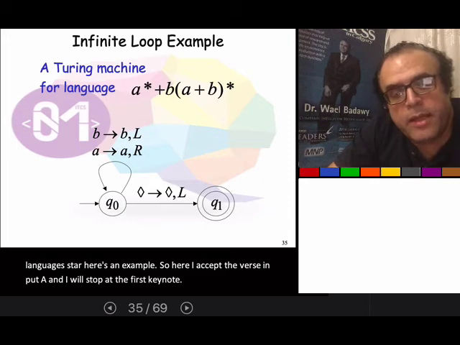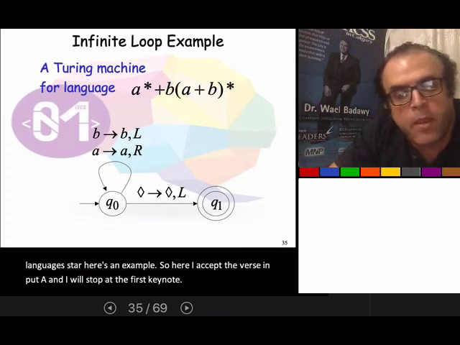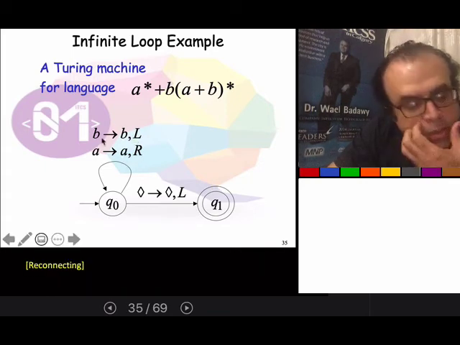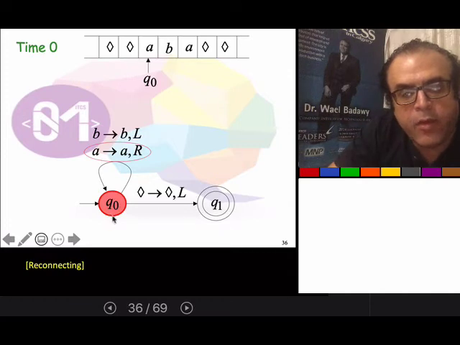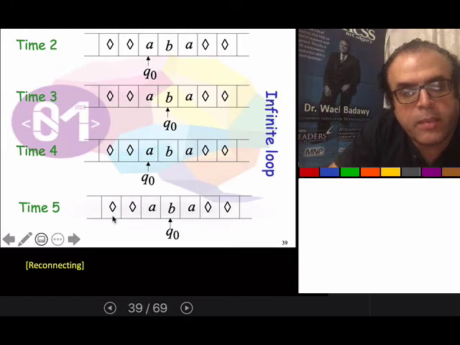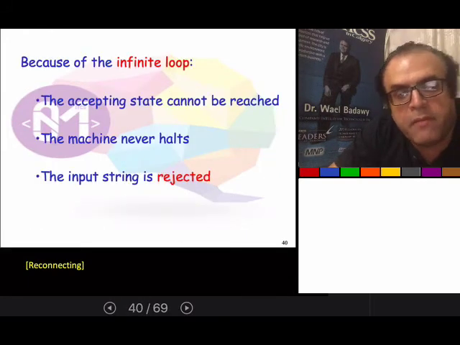Infinite loop example: in the Turing machine for the language A star plus B parentheses A plus B star, I will have the production rules. A leads to A and R, B leads to B and L, and blank or empty leads to empty and L. And here is the state. I will move to Q node, and here I will go to Q node, and then it keeps going. Every time it keeps going, because of the infinite loop the accepting state cannot be reached, the machine never halts, and the input shall be rejected.